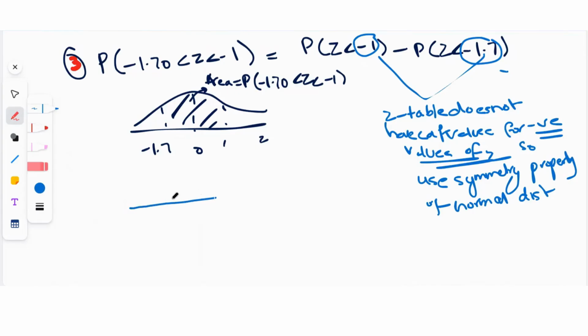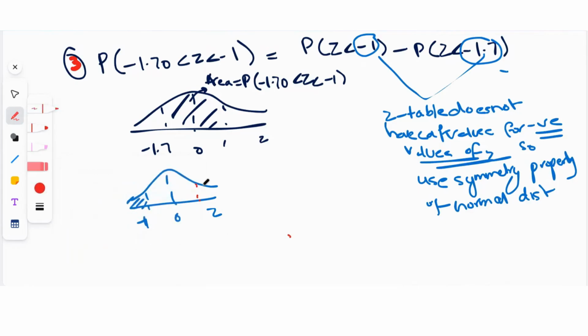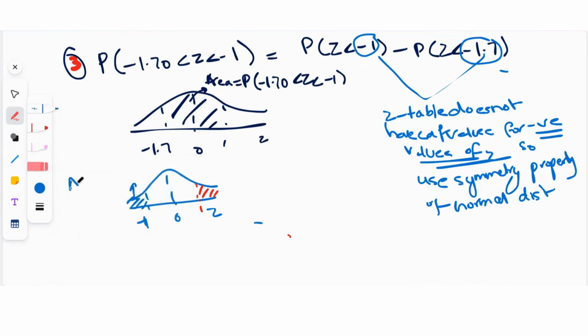So here, let's apply it for the probability z less than minus 1. This is 0, this is minus 1. Now this is the probability z less than minus 1. By symmetry, we know this is the same as the probability z is greater than 1. So this is the area that we're interested in, the probability z is less than minus 1. By symmetry, this is the same as the probability z is greater than 1. So what I'm essentially interested in is this area.